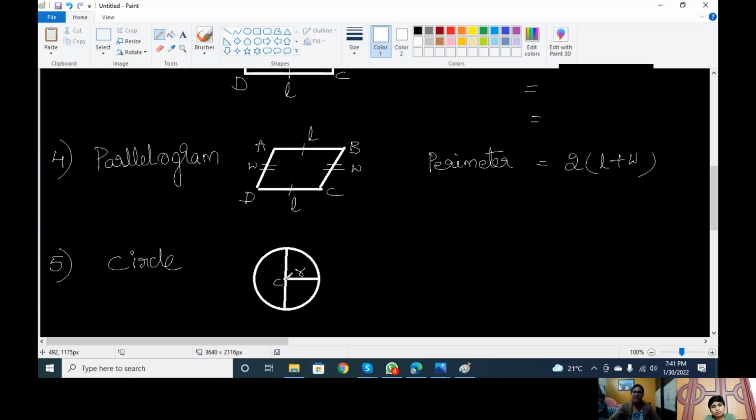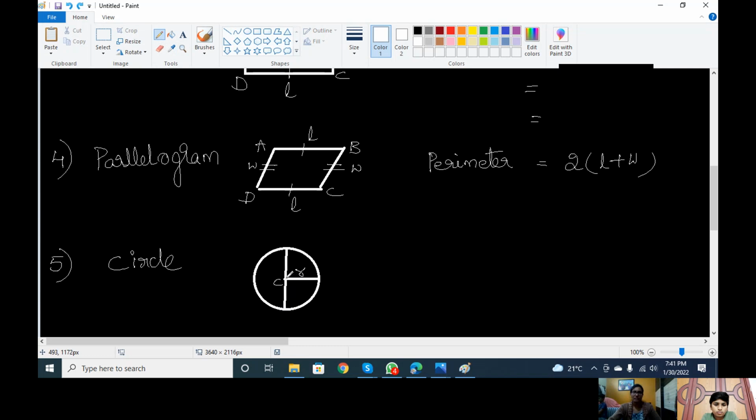If I put a line here, is this a diameter? No, because it is not passing through the center, right? Of course, it is touching the two points on the circle, but it is not passing through the center. So that is not a diameter. So this is called diameter.